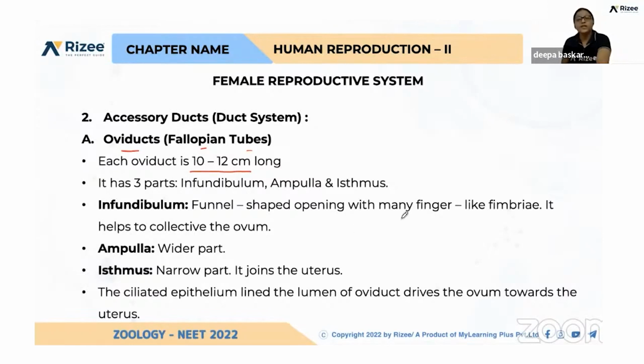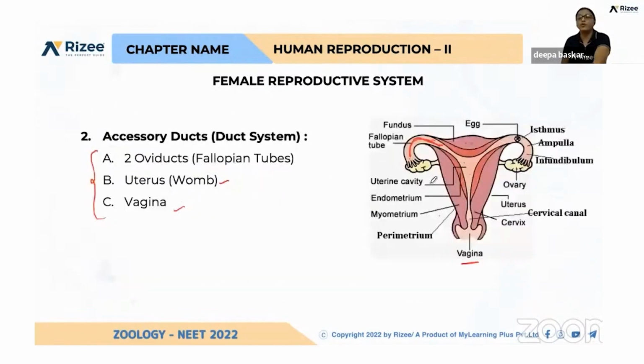And what are the parts of this fallopian tube? See this part, this funnel-shaped part here. This is called the infundibulum, and it has a funnel shape. Again, at the edge it has finger-like projections like this. That is called fimbriae.